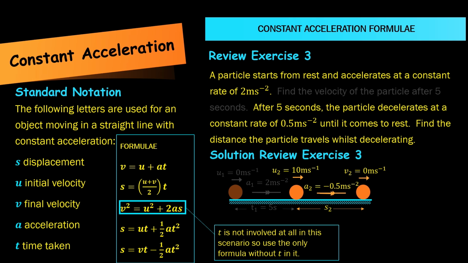So notice that we have the value of u, we have the value of a, and we have the value of v. However, we're required to find the value of s. t is not involved in this scenario at all. This is why we're going to use the formula v squared equals u squared plus 2as.